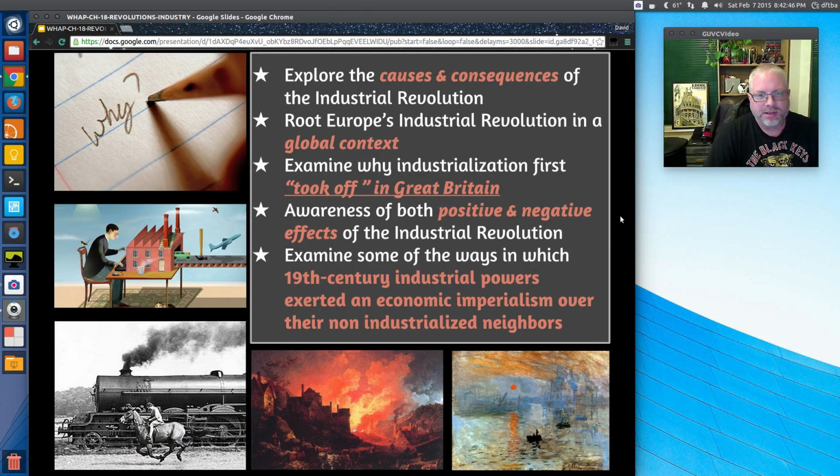So we'll look at causes and consequences, causes and effects. Why does it take off in Great Britain? This is very interesting because it definitely could have happened anywhere, couldn't it? I mean, this great movement that happens and becomes this transformation really of the entire world.